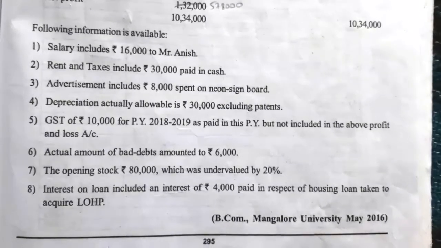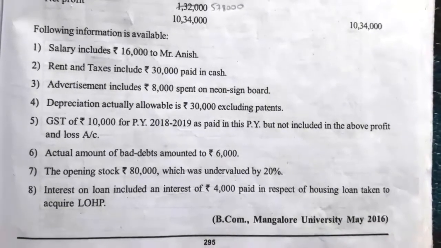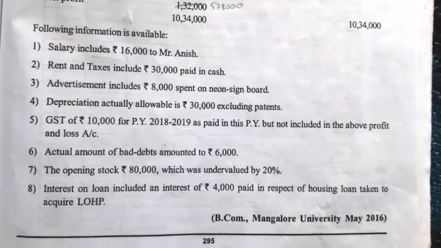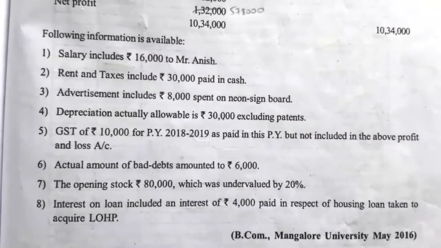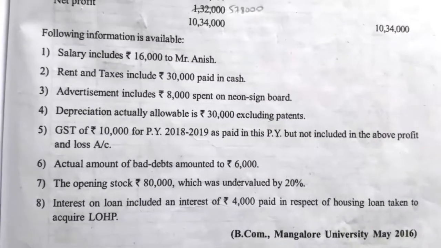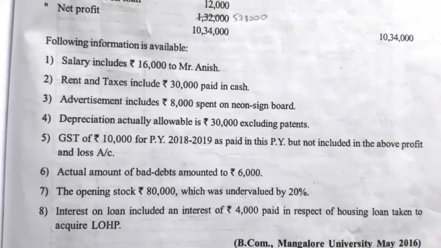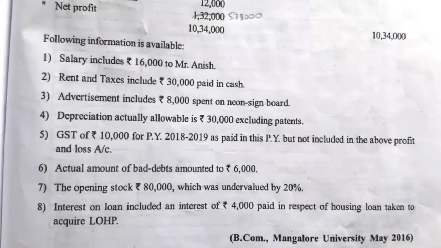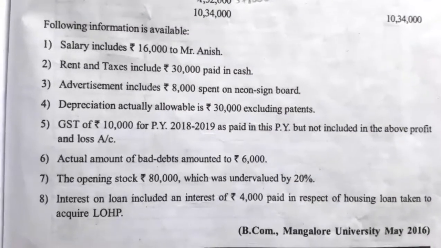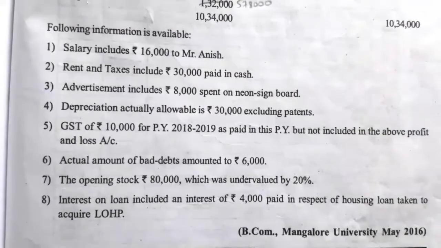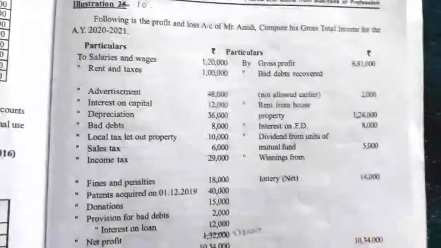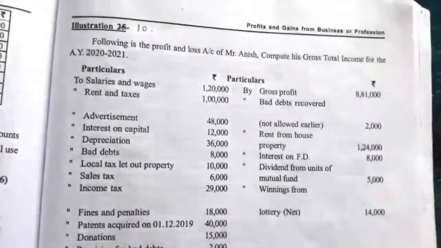Actual amount of bad debt amounted to rupees 6,000. The opening stock of 80,000 was undervalued by 20%. Interest on loan included an interest of rupees 4,000 paid in respect of housing loan taken to acquire the let out house property. This illustration was asked in the question paper of 2016, session C. So with this information we have to compute the gross total income.